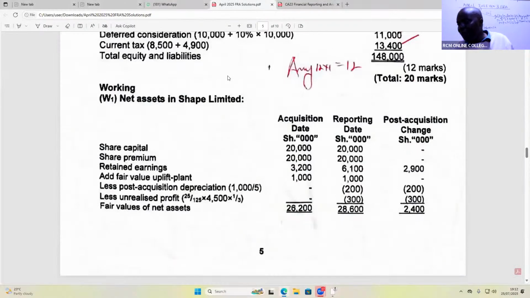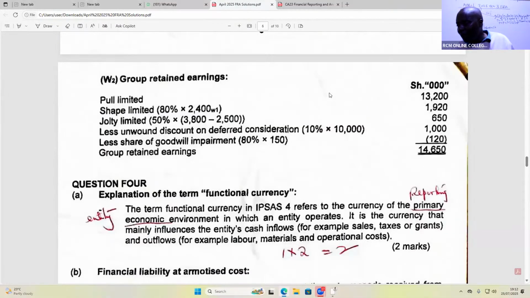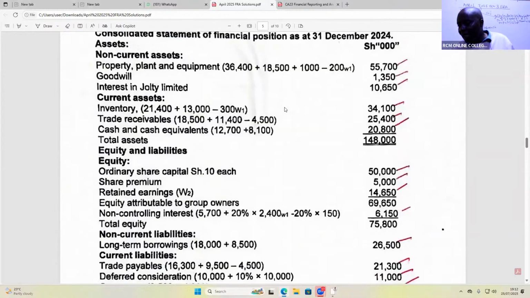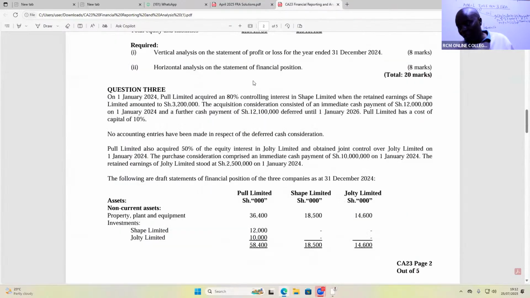You can see now the workings here for the net assets. No mark is given here for group retained earnings. But when you come inside here, you will see, for example, if it's PPE, they're giving you a mark. However, in this particular question, this examiner was, quote unquote, stupid. He wanted us in this case to do a lot of work. I don't like this kind of examiner.